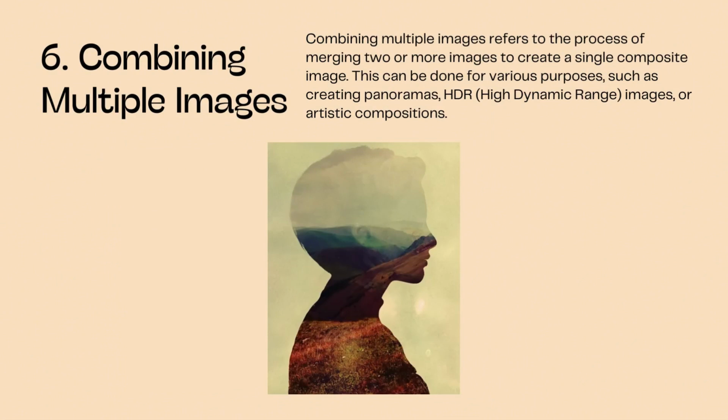And for our last technique, combining multiple images. Combining multiple images refers to the process of merging two or more images to create a single composite image. This can be done for various purposes, such as creating panoramas, HDR or high dynamic range images, or artistic compositions.